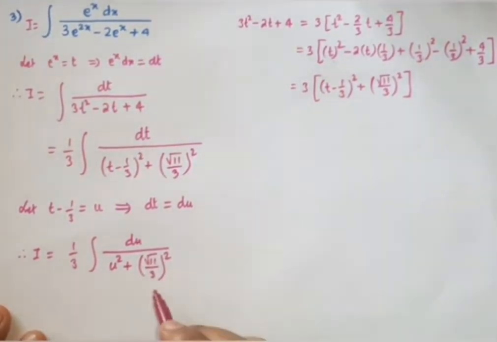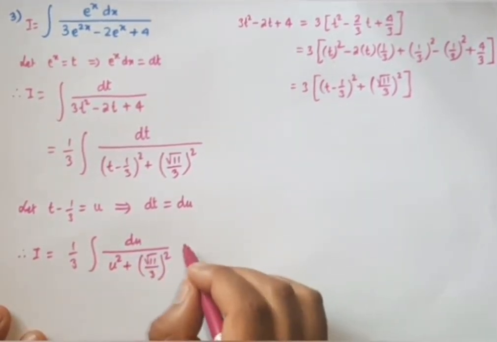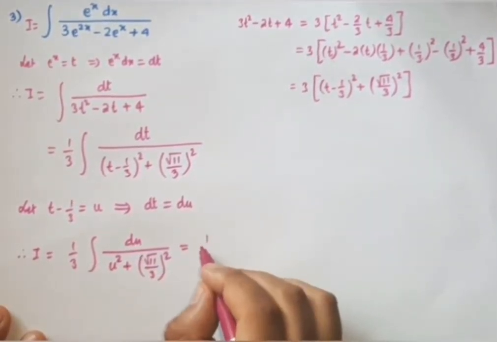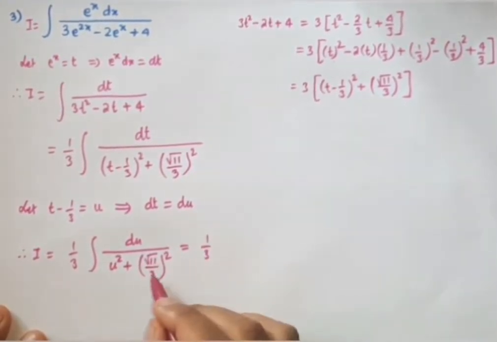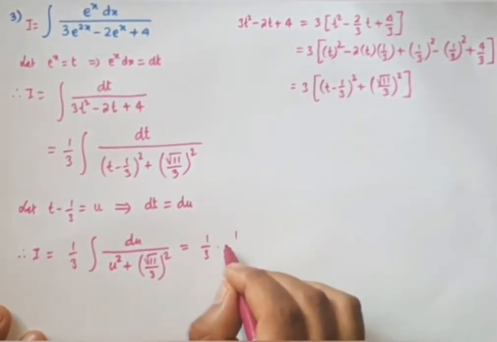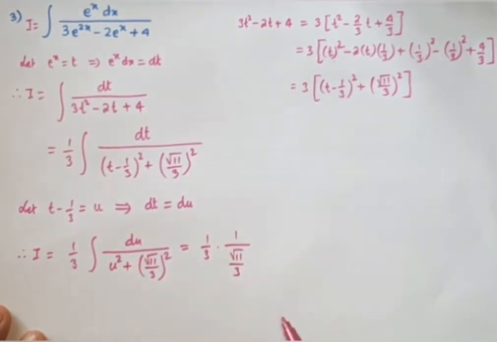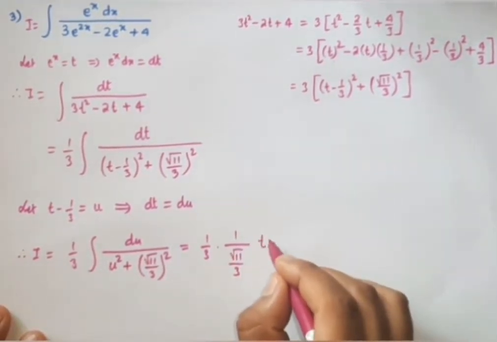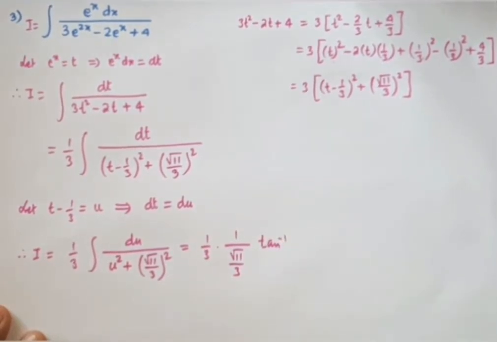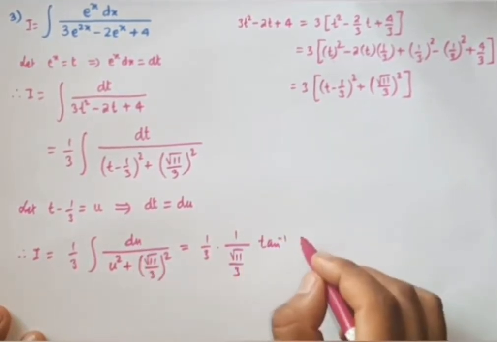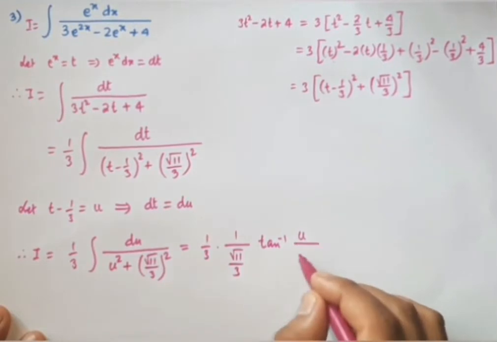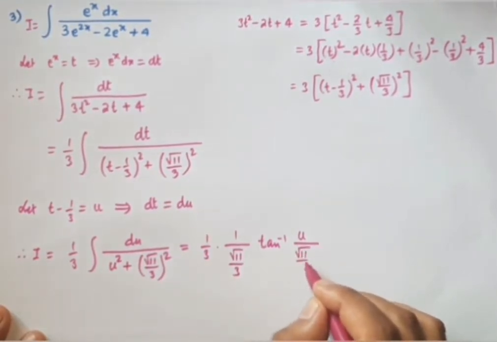Okay, now again this falls under the category dx by x square plus a square, which is 1 by a. So this is 1 by 3, so here we need to write 1 by a, and how much is a? A is root 11 by 3. Okay, so 1 by a tan inverse x by a, and how much is x? X is u out here, so u by a is root 11 by 3.